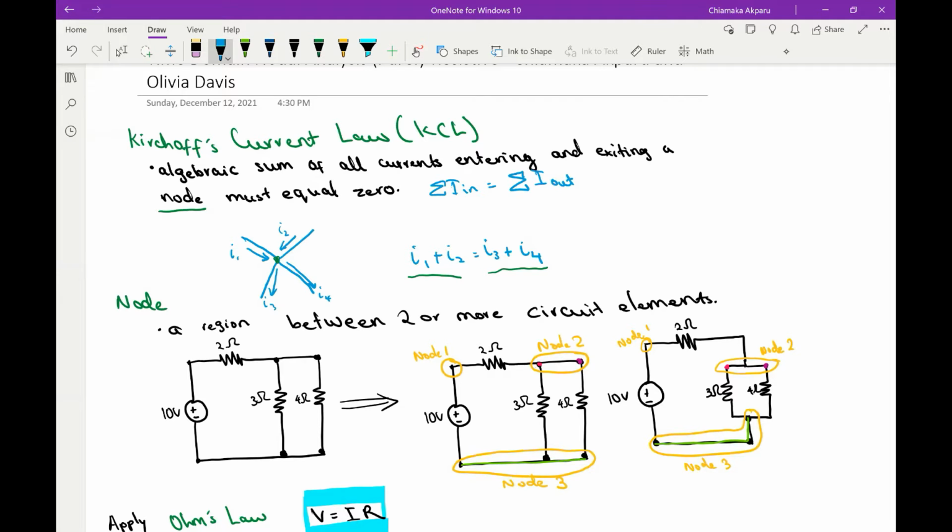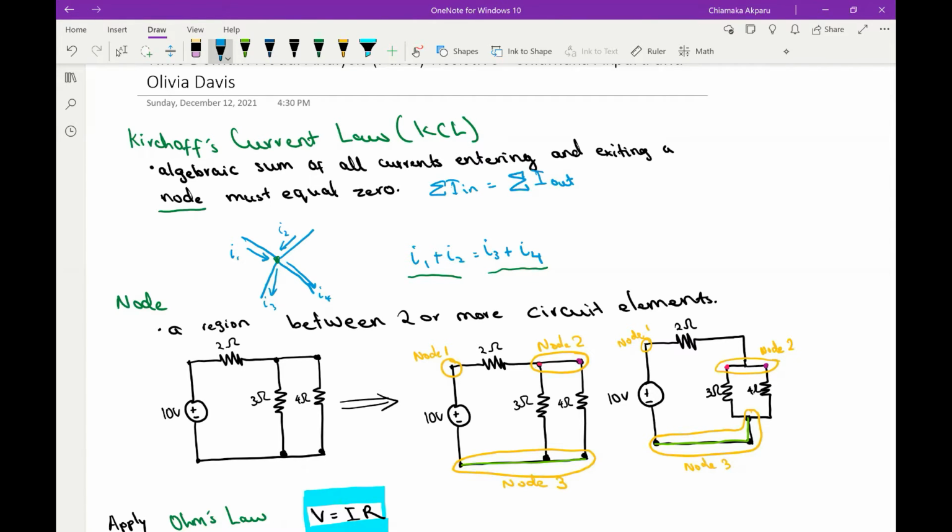But if we redraw it, we can see that this is only one node altogether because this resistive element connects to these two different elements at one time. Additionally, this bottom node, you might think there's three separate nodes because there's three separate dots, but they're all equal to one node because there's no type of circuit element in this part at all.